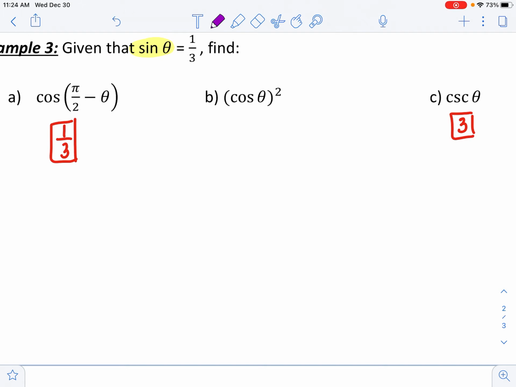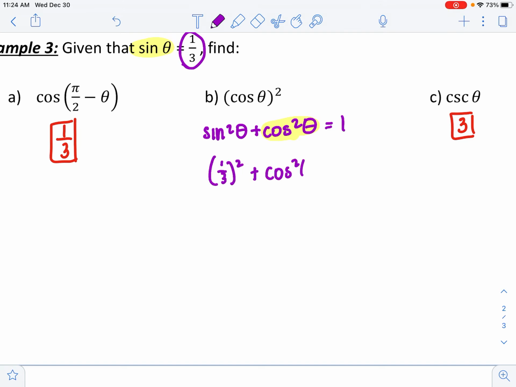Okay, so the only part we didn't find in B here is cosine squared. Now, remember we just learned that sine squared of theta plus cosine squared of theta is equal to 1. And we want to solve for cosine squared, so I'm going to highlight it right here. We want to solve for that. So I need to say, well, what's sine squared? This is sine.